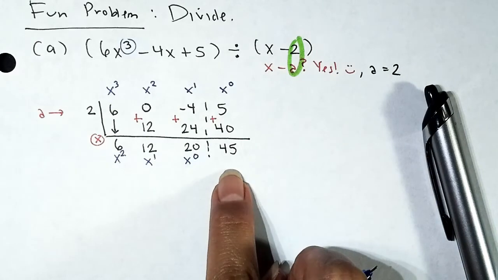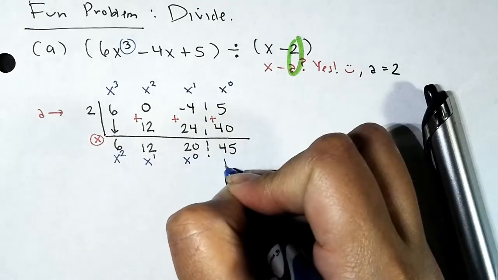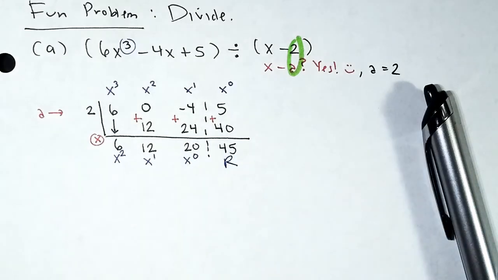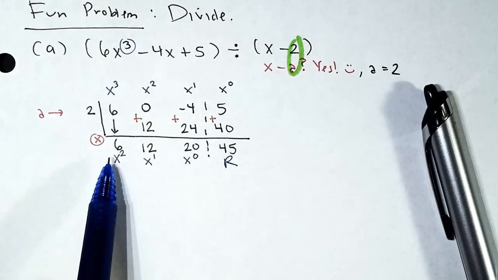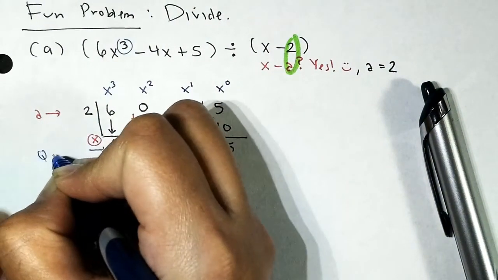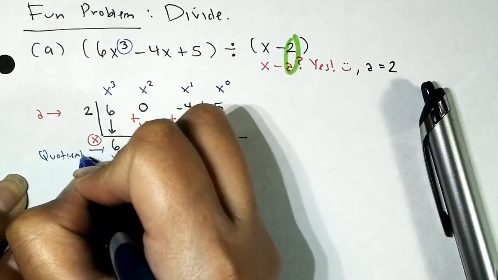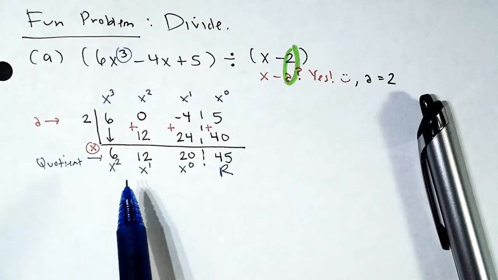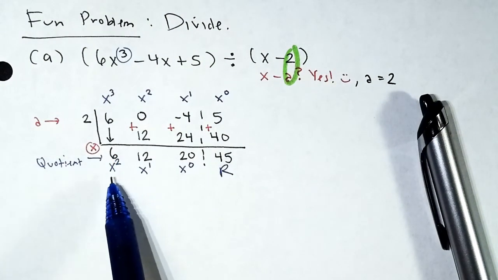What about 45? Is it going to be x to the negative 1? No, this is actually the remainder. Now, why is it that the degree of our quotient, well, let me just go ahead and put quotient, is 1 under? It's not because the book said so. It just comes from math, okay?